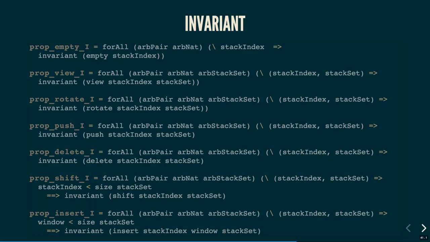At the bottom here, you can see some prerequisites that need to hold for the property. So the invariant only needs to hold if the number of the window is actually smaller than the size of the stack set. Otherwise, I think the function just returns what went in there. So that's a very efficient way to invent properties: think of some invariant that should hold in your data structure. If you know Idris, you can sometimes encode that in the types, but often that's kind of tedious, and you can just write it down as a property and then have QuickCheck check it for you.